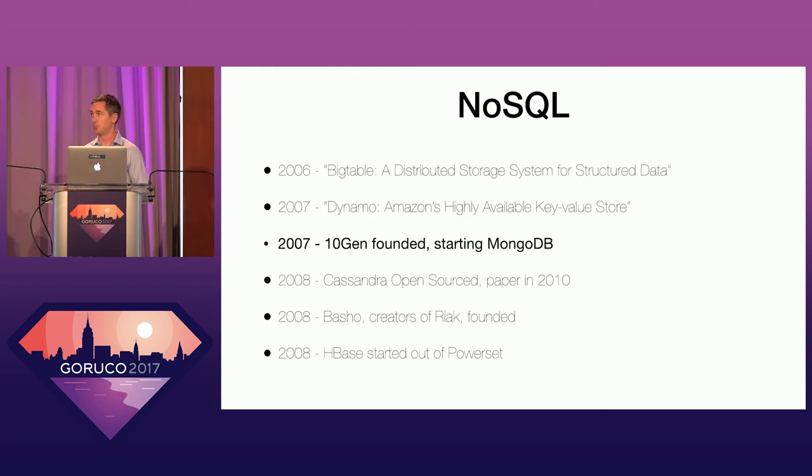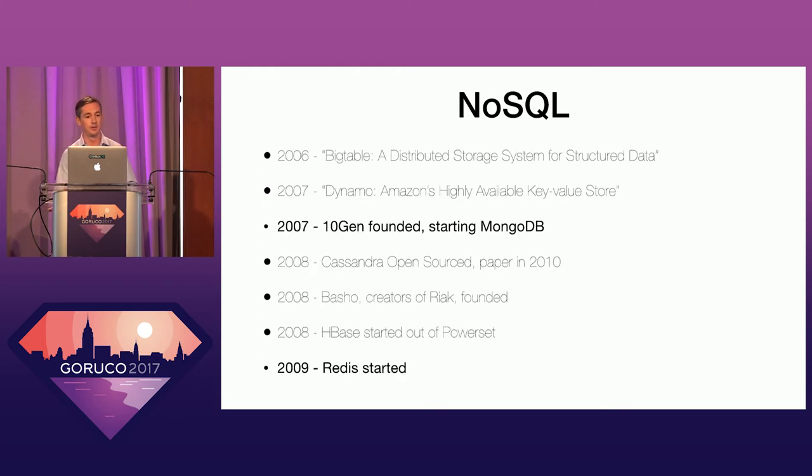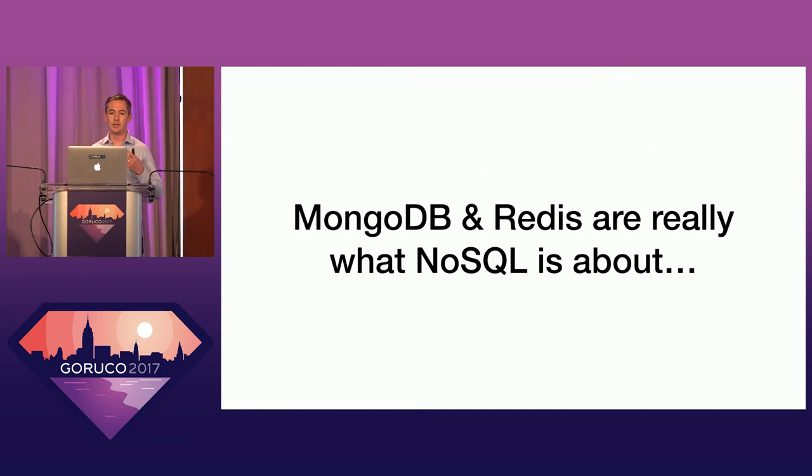I think that was an important one. We'll come back to them in a second. And the other one that I think is very important is 2009, Redis was started, another NoSQL database. So really, for me, MongoDB and Redis are what NoSQL is all about.